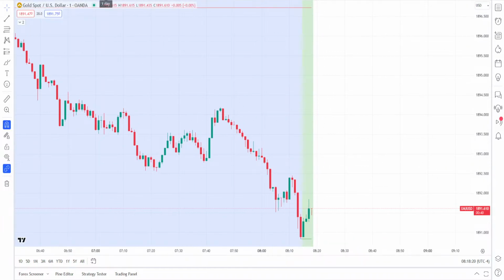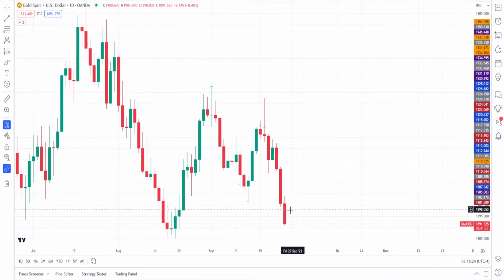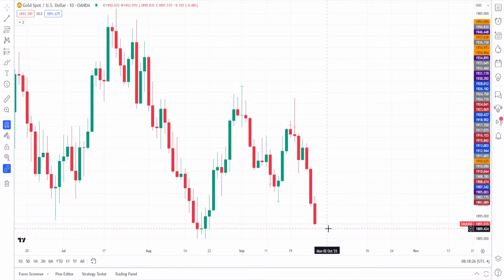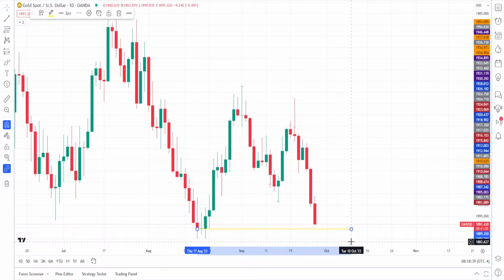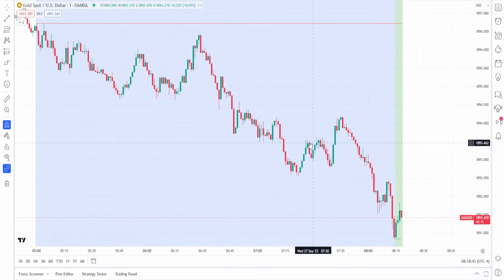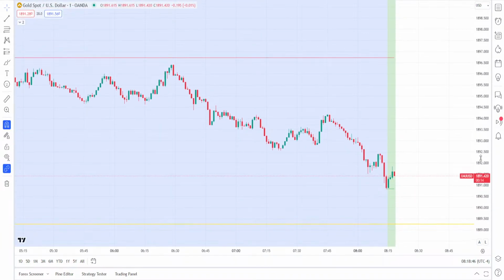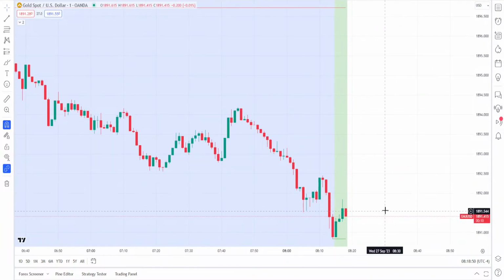On the daily, I assume gold looks really bearish. We could see gold dropping down here, which is like a support area. So I would just mark this off.